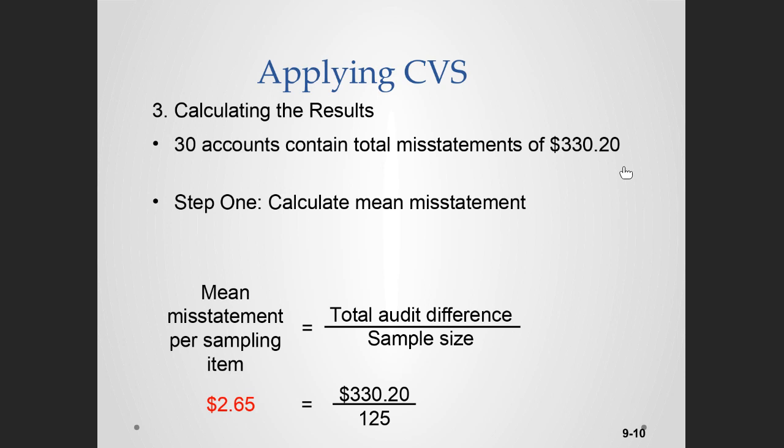Now, this 330 is made up of positive and negative numbers. So we have a total misstatement of $330.20. We have a $330.20 total error in 30 items. So now we selected 125 items to audit, and we found a total error of $330.20 in those items that we audited. So that means if we want to calculate the average error in each one of those 125, we have to divide the $330.20 by the sample size, which is 125. So when we look at 125 items, we find that the average mistake in each one of those items is $2.65. The mean misstatement for each item that we sampled is $2.65. So far so good.